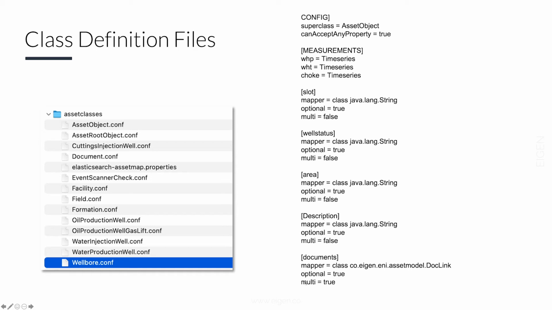And the documents property is multi: true, so it can have multiple documents, and these are of type doclink. So we know that these are handled differently from strings. Now the class library is optional. You can create objects without it, but by having the class library it adds more power, more usefulness to the data model.